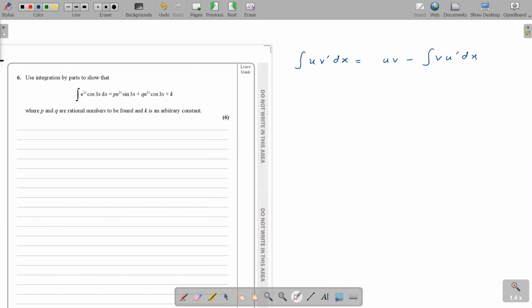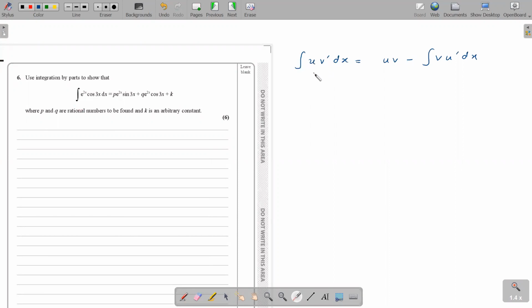Okay, so now we'll move on to question number 6. They say use integration by parts to show that the integral of e to the power 2x cos 3x dx is equal to this. Now I have written over here the integration by parts rule, the integral of u v dash. Basically, we have a product of two x terms, so when we integrate the product of two x terms, we can use integration by parts.